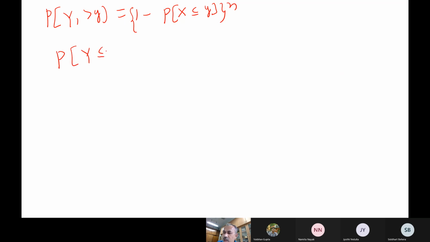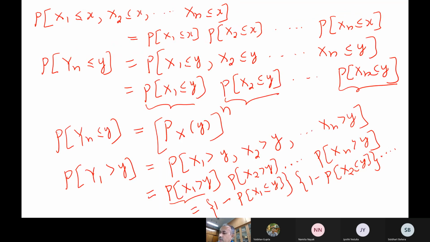So this is P(Y1 greater than y). Because all of them are the same, it turns out to be 1 minus P(X less than or equal to y), whole to the power of n. Or in terms of our original definition, 1 minus P_X(y) whole to the power of n. So this is the probability distribution function for the smallest value, and the earlier one is the probability distribution function for the largest value.